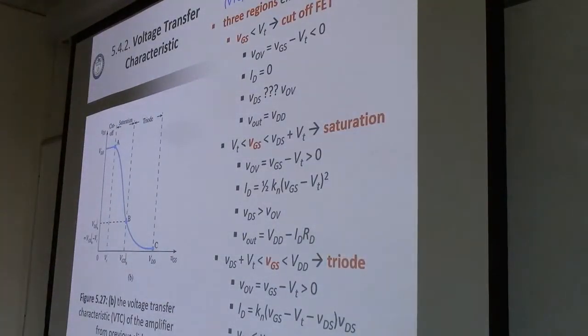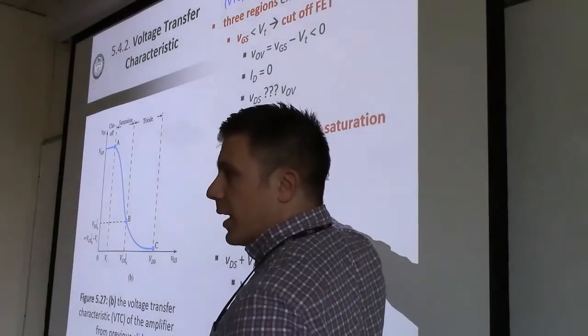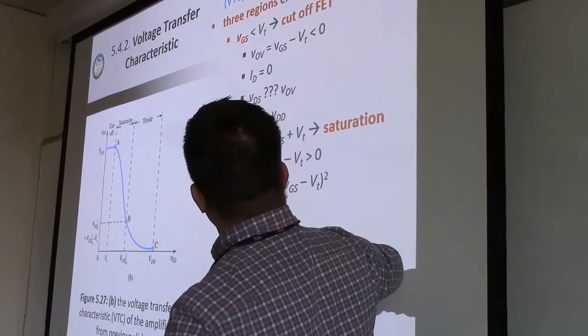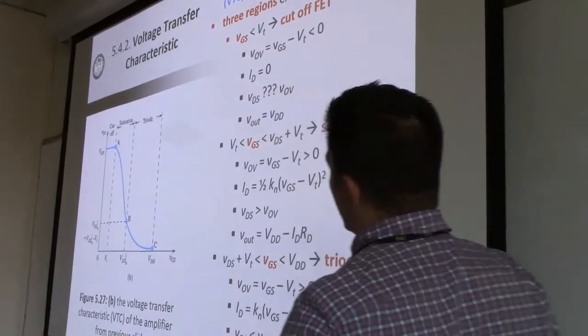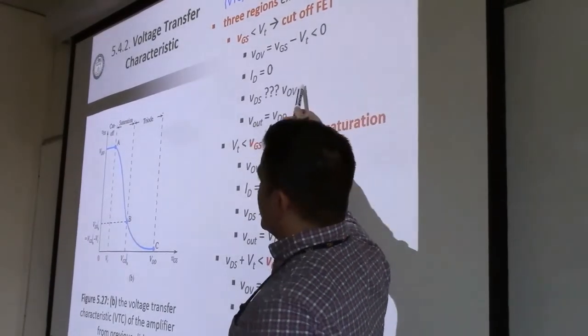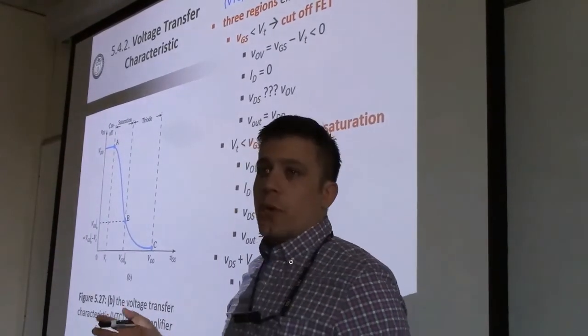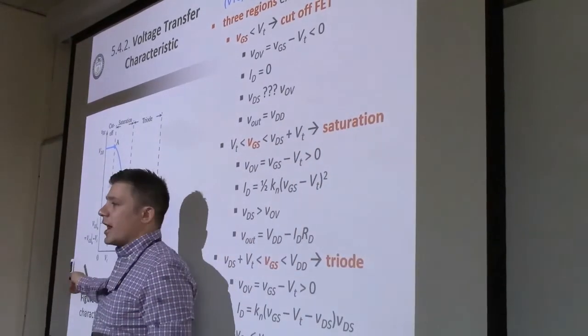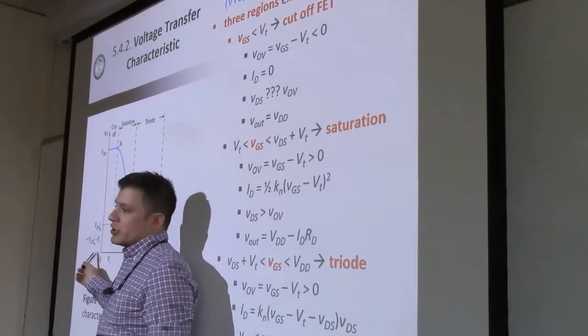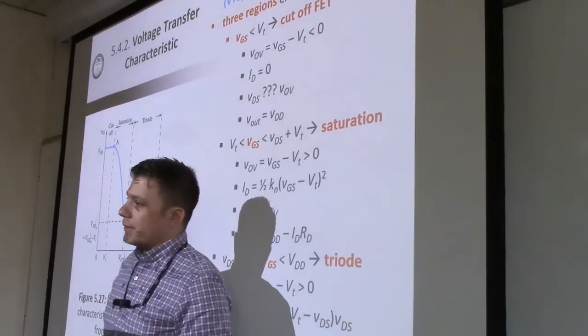Okay, VDS is less than VOV when we're in triode. VDS is greater than VOV when we're in saturation. And over here, I put VDS as question mark VOV. The only reason why I say that is because when it's in cutoff, there really is no overdrive value. Remember, we said that the overdrive voltage can't go below 0. So in this region, the overdrive voltage is actually undefined.